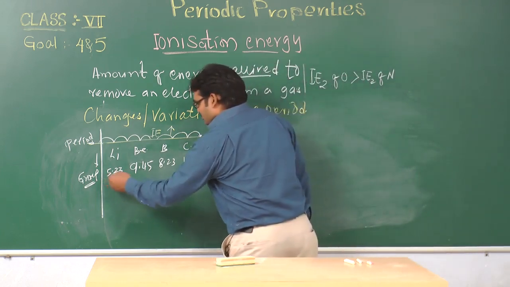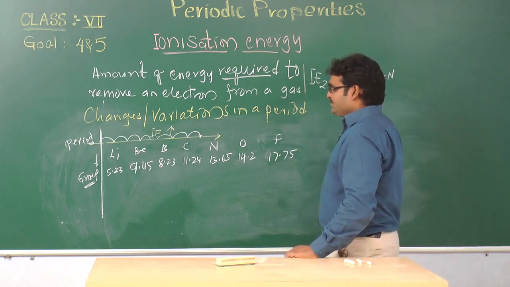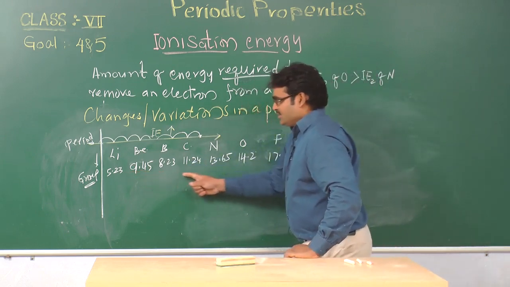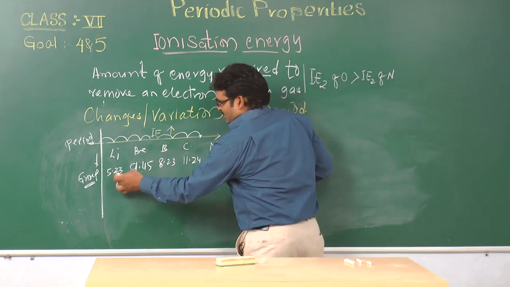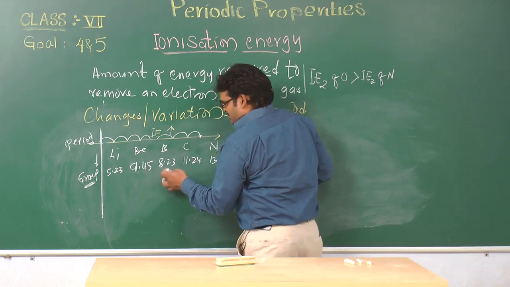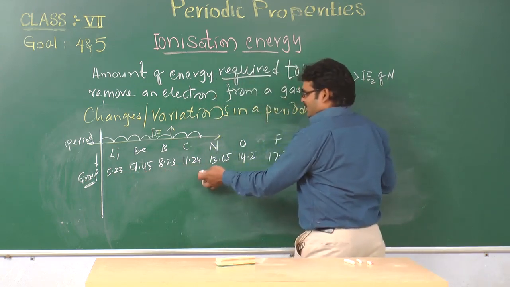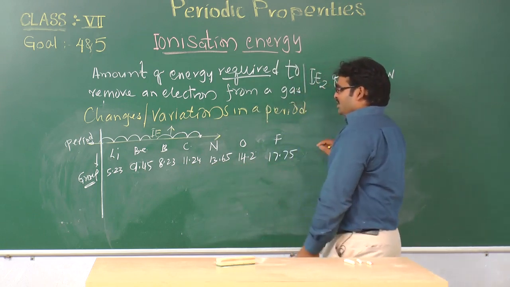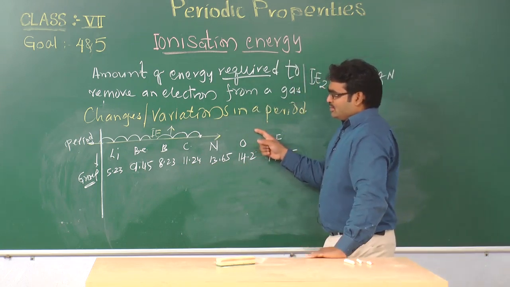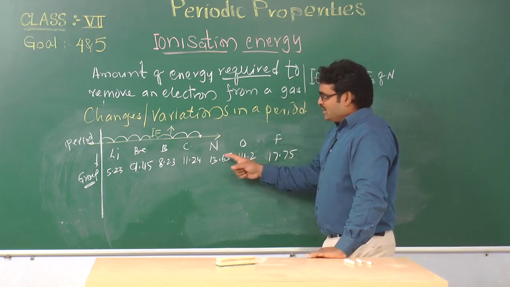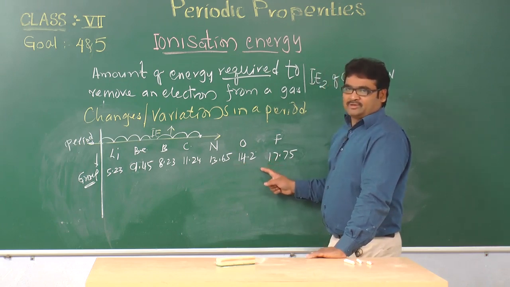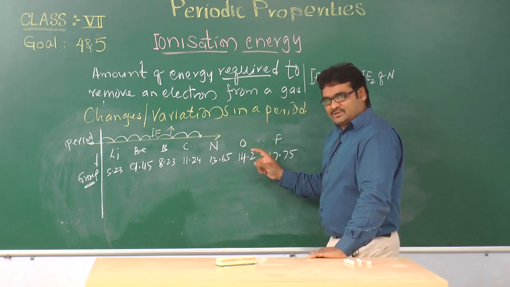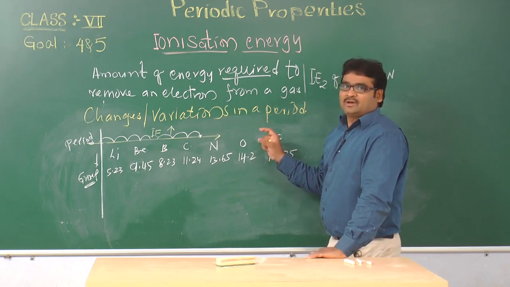When you see the numerical values given for lithium, beryllium, boron, there is an increase in the ionization energy, then a slight decrease, then again an increase. As we move to the extreme right side of the periodic table, the amount of energy required to remove an electron increases. Basically, the size decreases, and the attraction between the nuclear charge and the valence electron is greater.